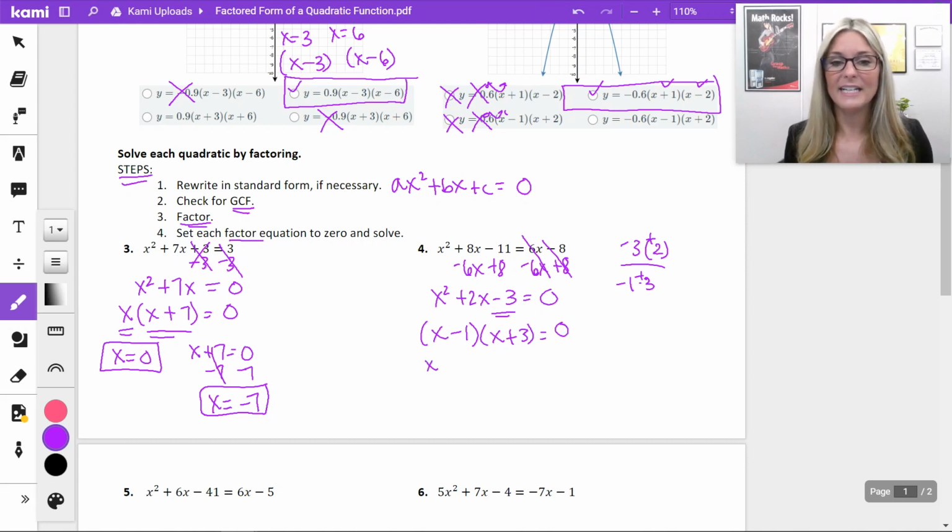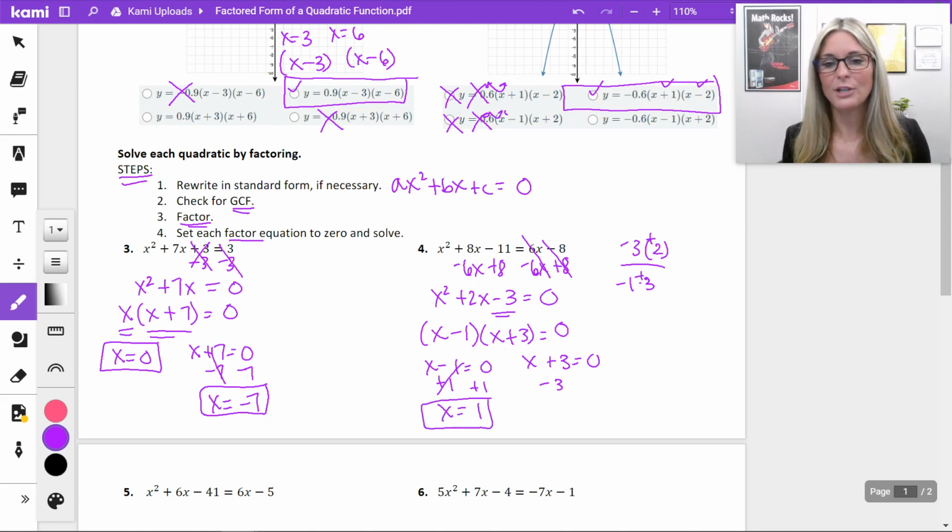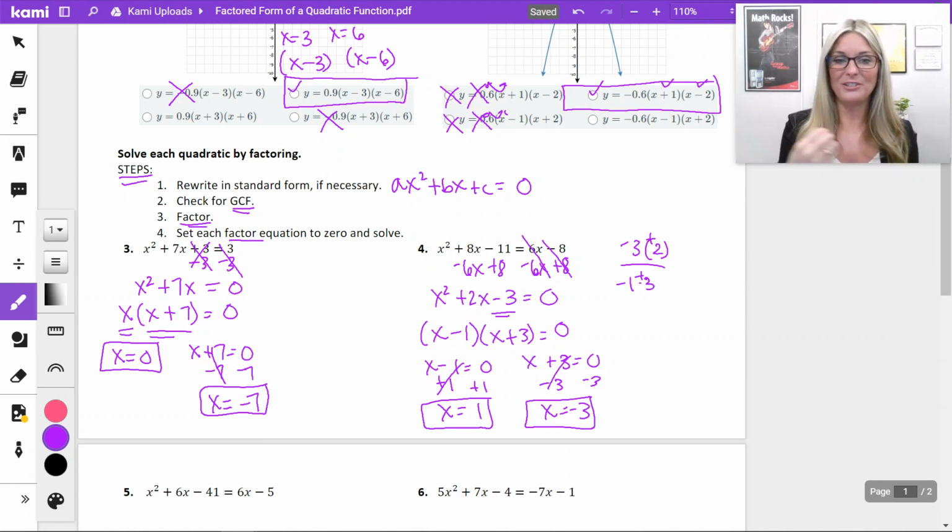Step 4, set each of those factors equal to 0 and solve. Adding 1 to both sides on our first factor here, our x-intercept is going to be a positive 1. Subtracting 3 on our second factor equation, we're going to get x equals negative 3. If I was to graph this related polynomial quadratic on a coordinate plane, it would intersect the x-axis at 1 and negative 3.